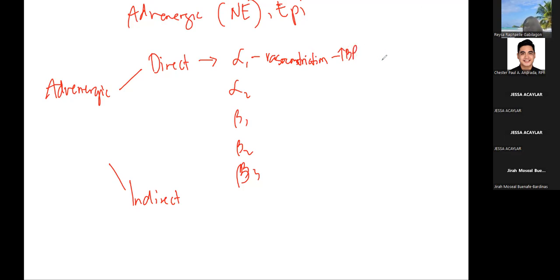So we have agonists here like phenylephrine, which we use as a nasal decongestant owing to its vasoconstricting effect, so that the airways are cleared.